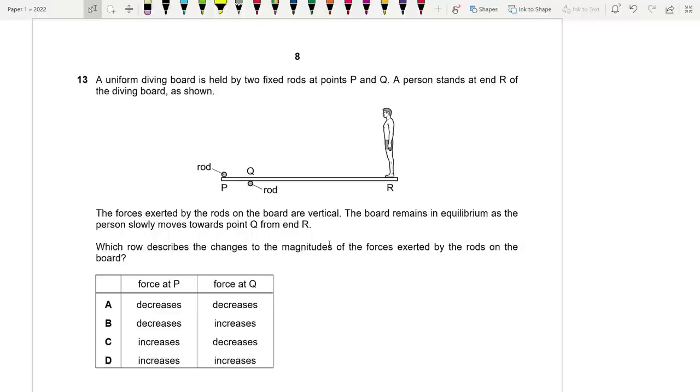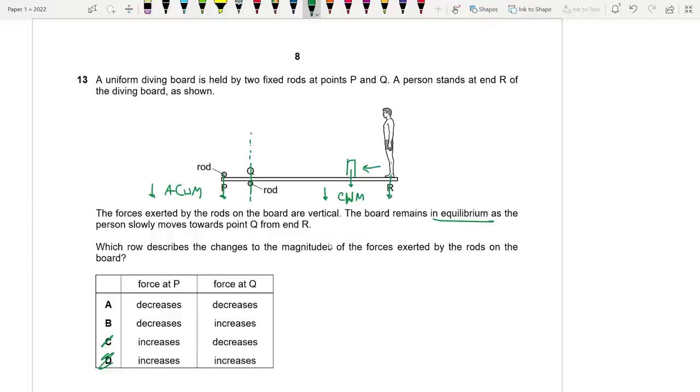Let's figure this out. So logically, what if I consider Q to be the pivot, okay? Then P is providing an anticlockwise moment and the man at R is providing a clockwise moment. So they were equal at one point. Now what happened, listen to me, the man starts moving towards the pivot Q. So if the man moves closer, what happens to the net clockwise moment? Since he came closer to the pivot, the clockwise moment actually decreases. So to balance things, since it remains in equilibrium, the anticlockwise moment must also decrease. So the force at P must decrease.